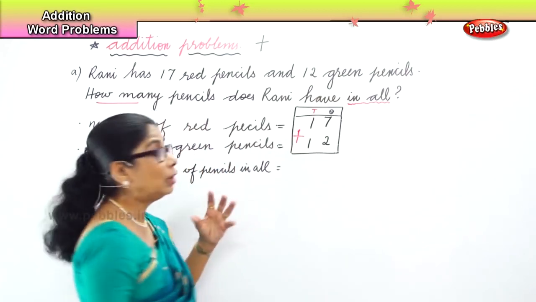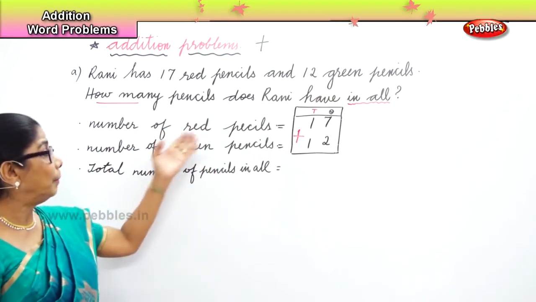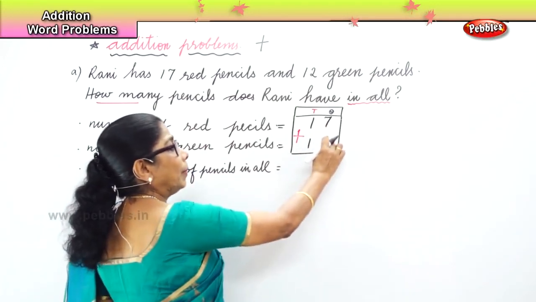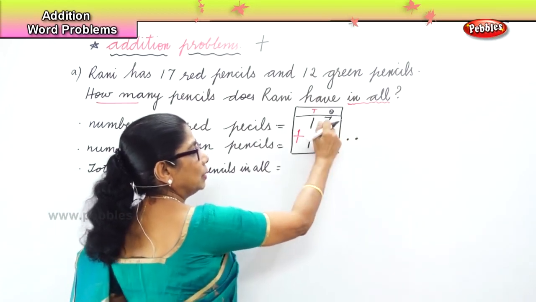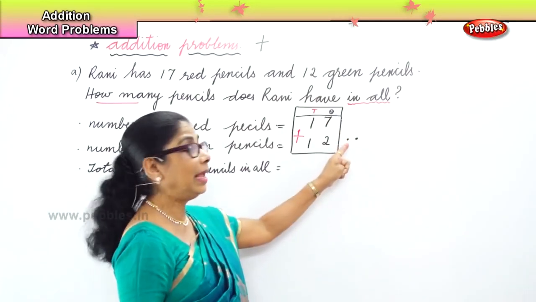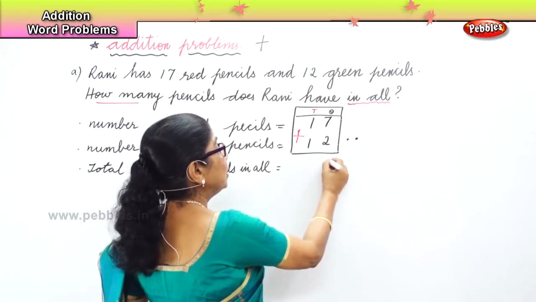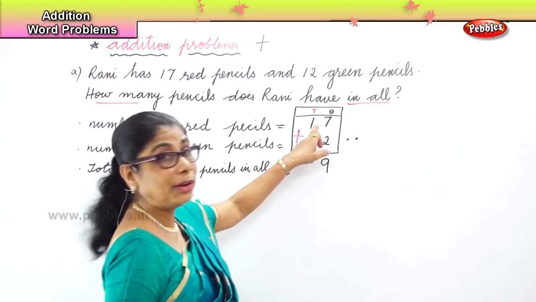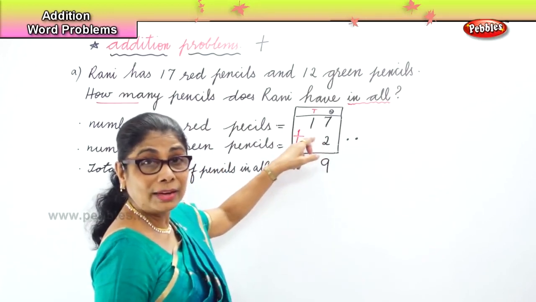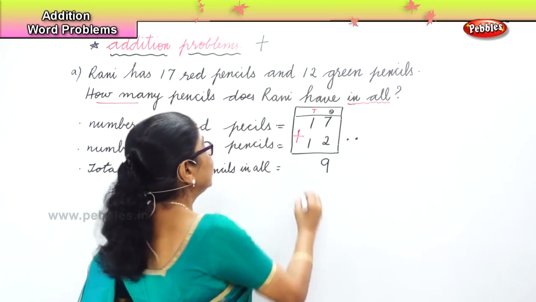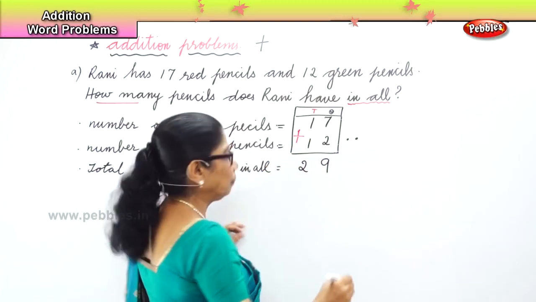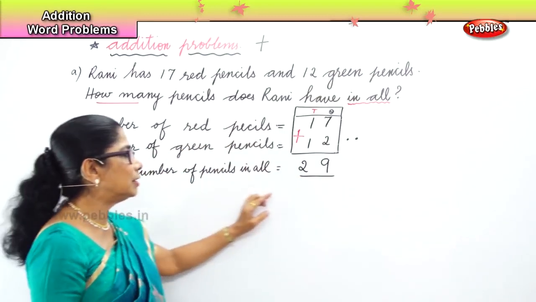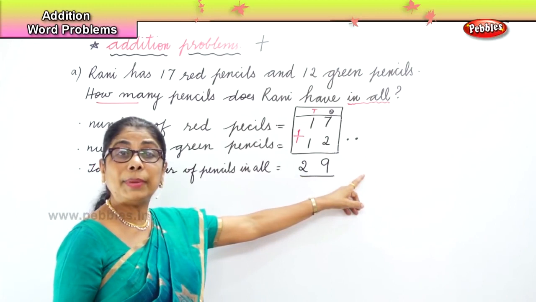In all, what is 17 red pencils plus 12 green pencils? 7 plus 2. What is 7 plus 2? After 7, 8, 9. 7 ones plus 2 ones is 9 ones. And you have the tens place. You have 1 and you have 1 more. 1 plus 1 is 2. Now, the answer is the total number of pencils in all, 29 pencils.